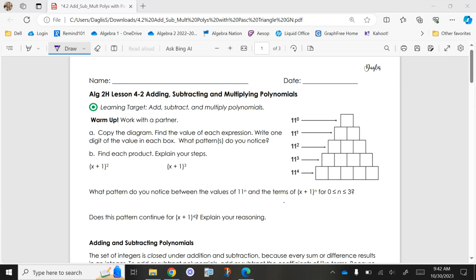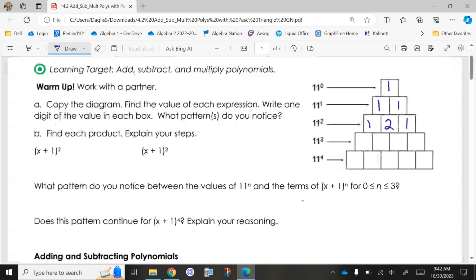All right, so what's the top right here? A 1, then what? 1 1, then what do you got? 1 2 1, what's next? 1 3 3 1, next. 1 4 6 4 1. Good. Did you notice any patterns by any chance?